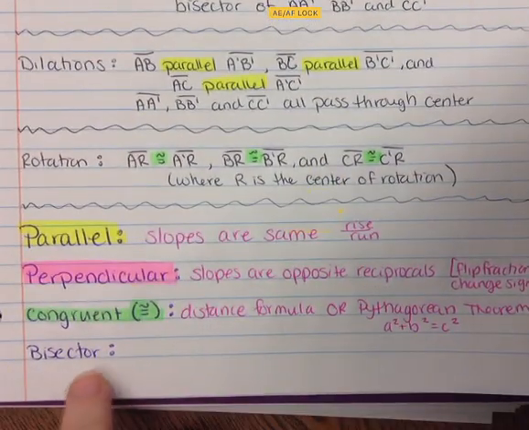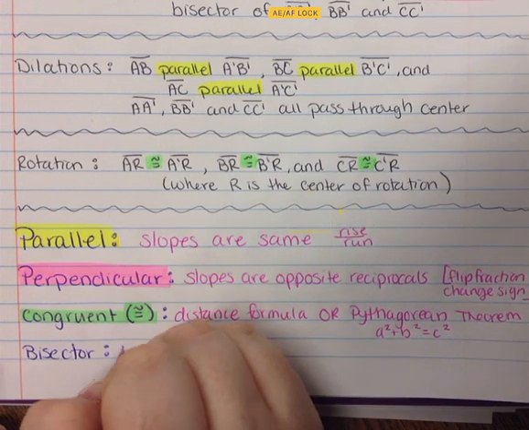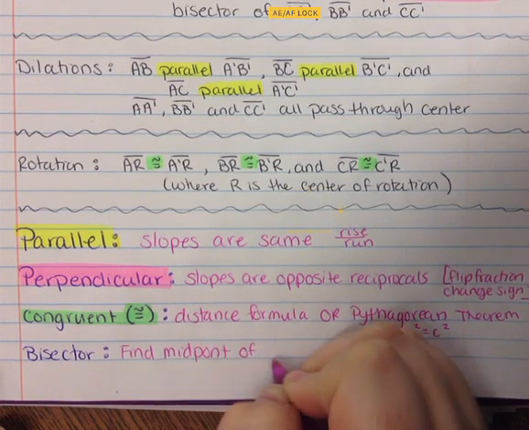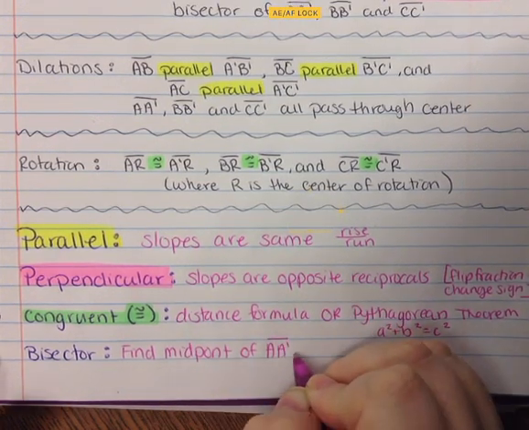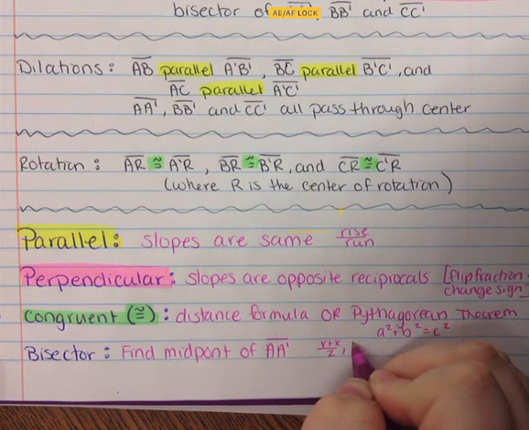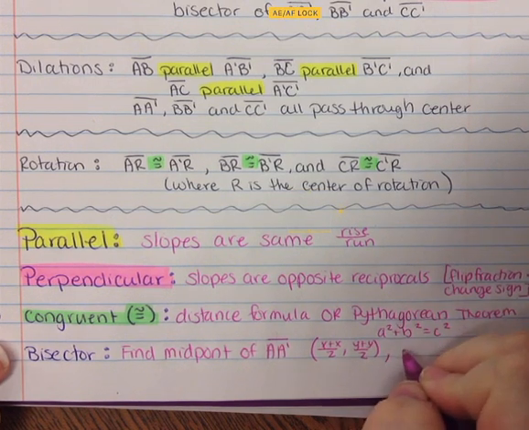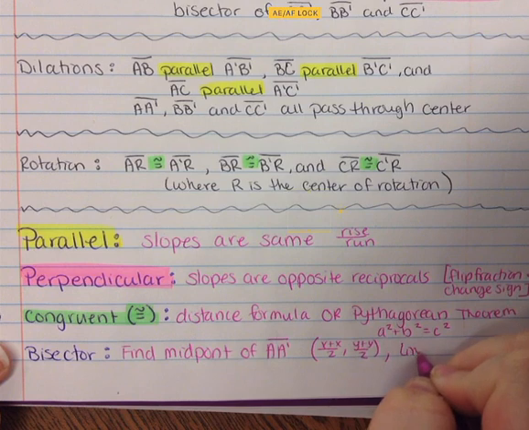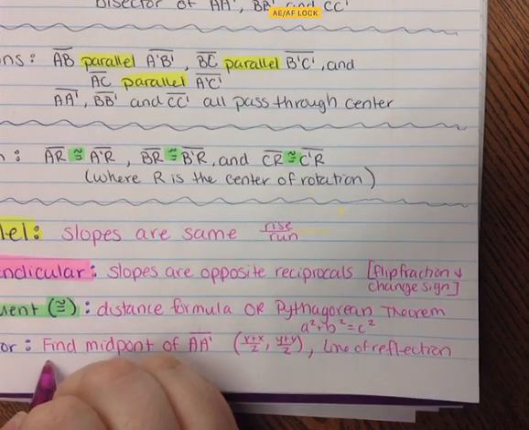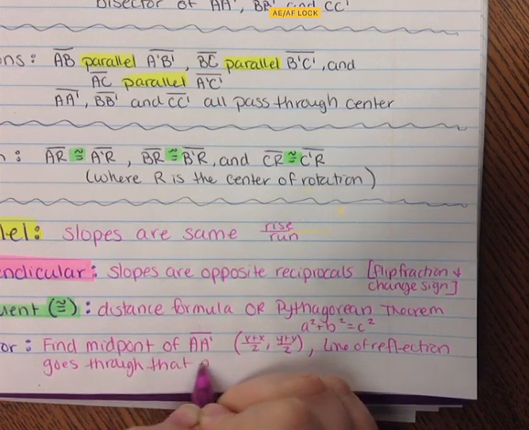And the last one is bisector. Bisector, again, means to cut in half, but what you really do for that is find the midpoint of A prime, and so on, and all of them, by doing x plus x over 2, y plus y over 2, and then the line of reflection goes through that point.